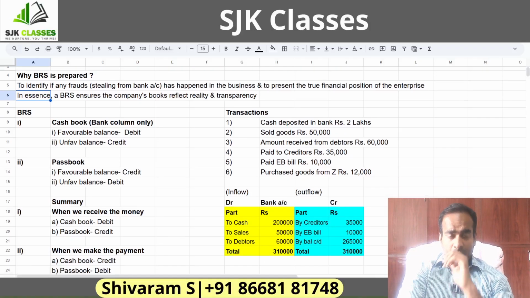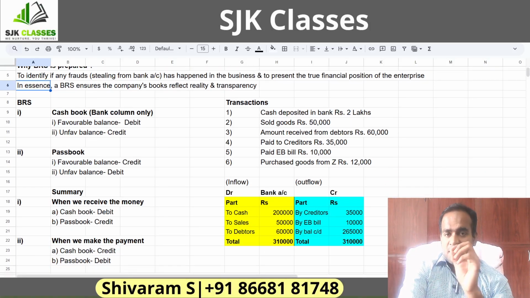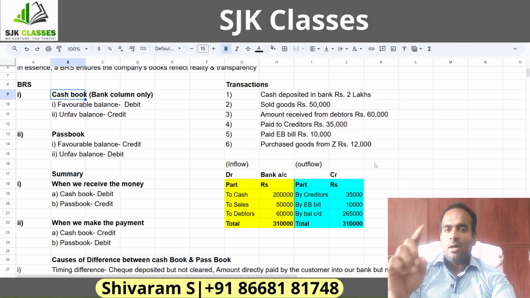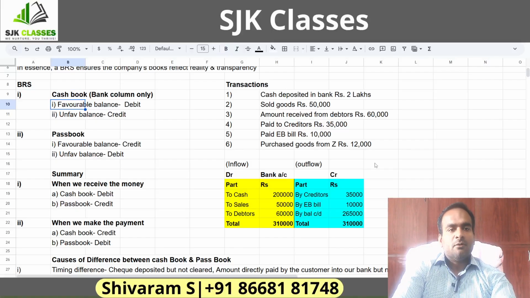Before going for BRS, some basics we should know. Let's speak of the cash book first. In the cash book, only the bank column is relevant from the BRS perspective; the cash column is not. So in the cash book, a favorable balance means debit, and an unfavorable balance means credit. I'll explain the logic behind this.